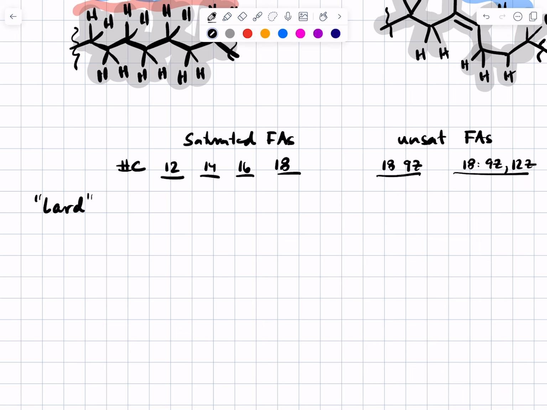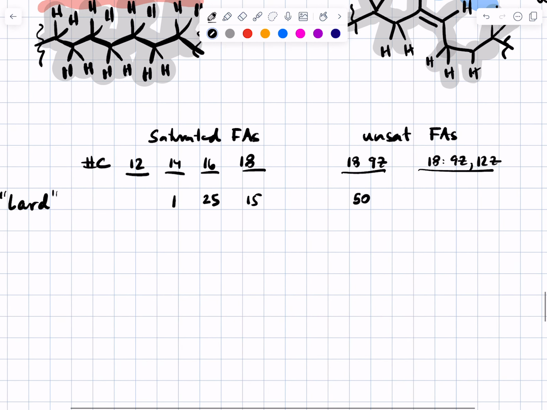Anyway, lard, animal fat, it'll depend on the animal, but this is just in general, is about 25% saturated 16 carbon fatty acid, about 15% 18 carbon fatty acid, still about 50% of the 18 carbon monounsaturated, and about 6% of the polyunsaturated. That doesn't add up to 100, that's okay. There are other things there that I'm not putting there for detail.